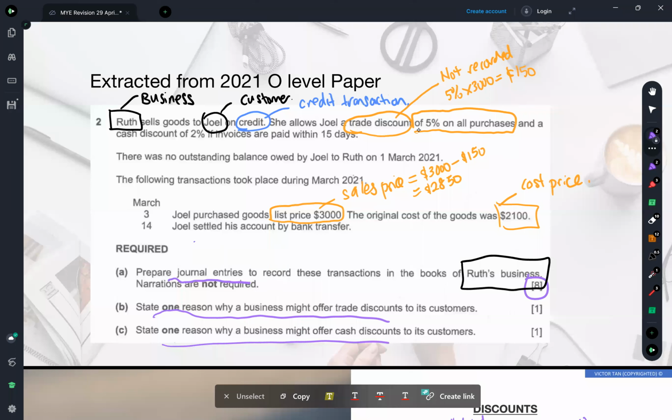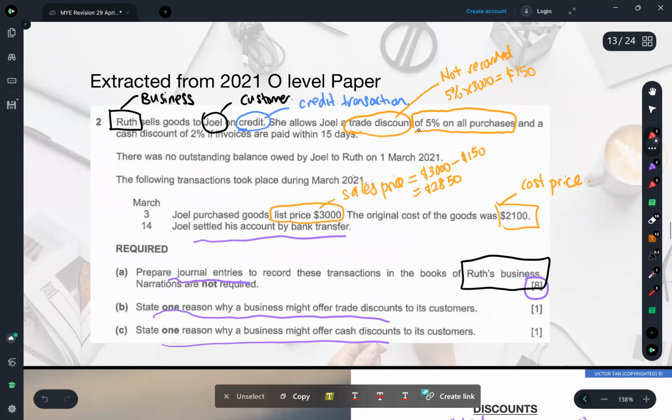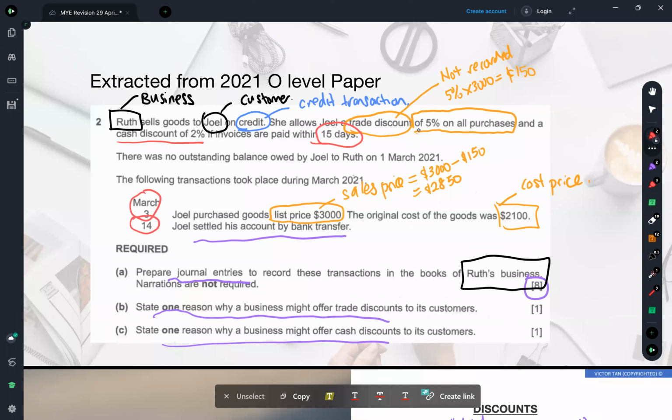So Joel settles his account by bank transfer. You need to collect the money from your customer. So the question says you will offer a cash discount of 2% if paid within 15 days. So this one, you need to look at the question. You bought on the 3rd of March. The person pays you on the 14th. How many days is it? It's about 11 days.